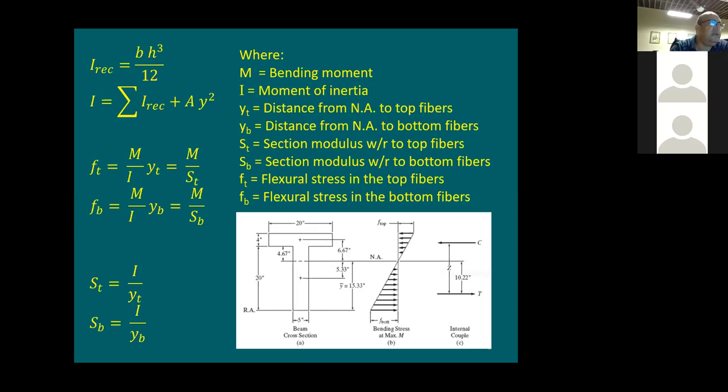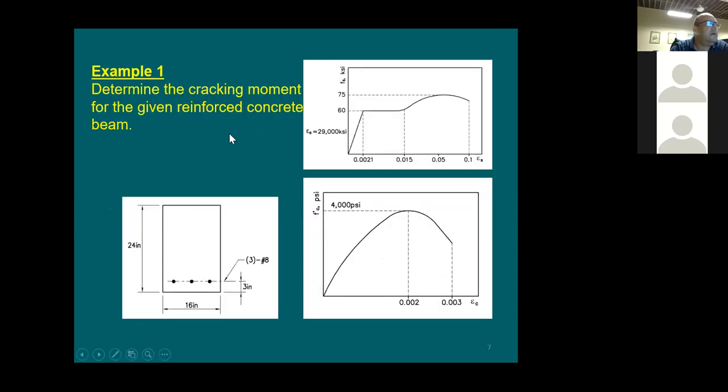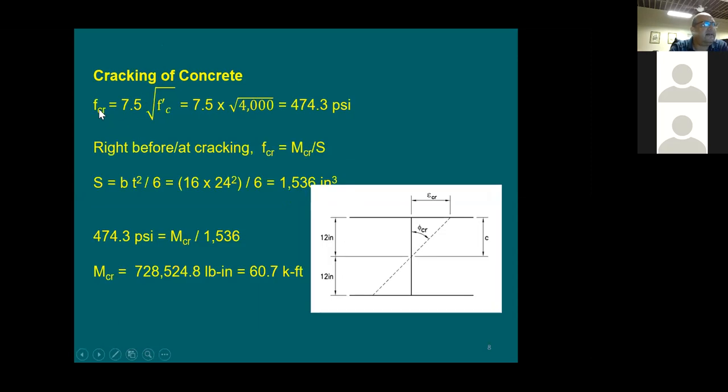I'm going to say the code here gives me an equation, the FCR. The equation says that the concrete is going to crack at this value here. Of course, in the tension side, right? So this value is going to be a limit. Does it make sense now? This value is a limit. If the stress at the bottom reaches this value, the concrete is going to crack. This is what the code says.